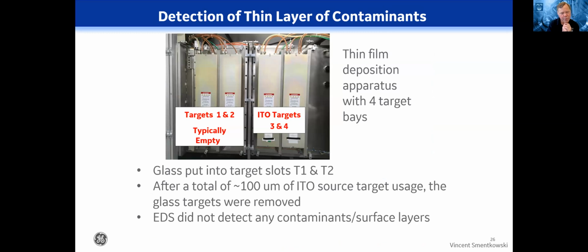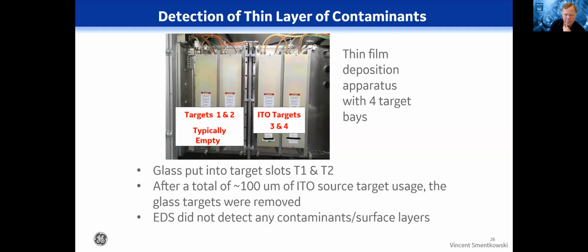So within one business unit, we have thin film deposition equipment. This apparatus had 4 target bays. 2 of the target bays always have targets that are being used in them. 2 other target bays are typically empty. There was the desire to possibly use these as storage areas. There was the realization that they could become contaminated.